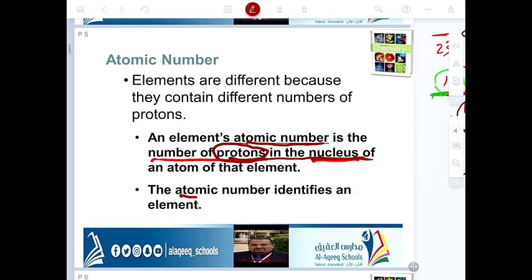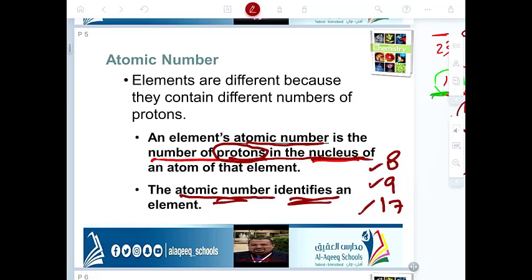Atomic number is the identity of the element. What does it mean? It means you can identify the element by using the atomic number. Whenever I say atomic number 8, you have to say it's oxygen. Atomic number 9, it means it's fluorine. Atomic number 17, it means it's chlorine, and so on. So the atomic number is the identity of the element.